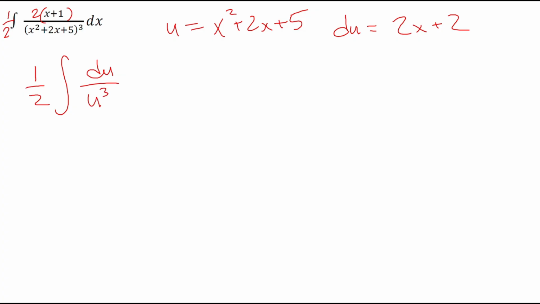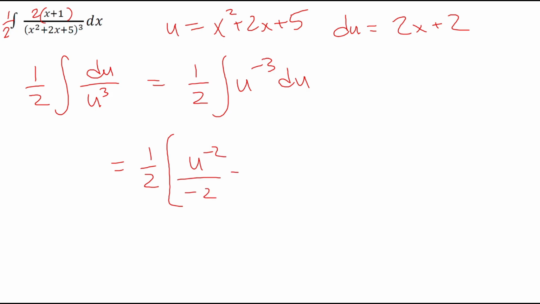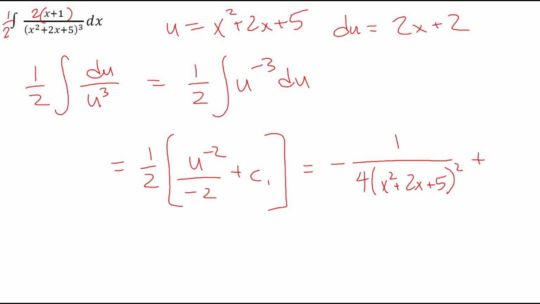Well, that's fine, because we know how to integrate u cubed. It doesn't have to just be a u down there. So we'll say this is 1/2 of the integral of u to the negative 3 du, or 1/2 of u to the negative 2 over negative 2 plus a constant, using the power rule. And then, of course, we can distribute the 1/2 through, which is going to give us a negative 1 over 4 times u squared, which was x squared plus 2x plus 5. And then we'll add to that some constant.